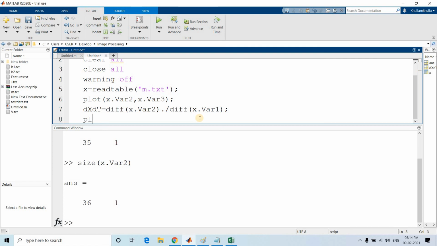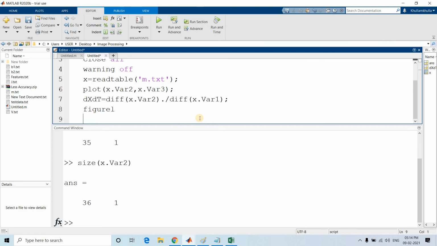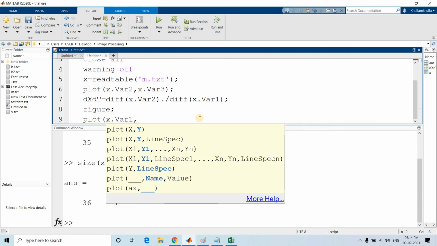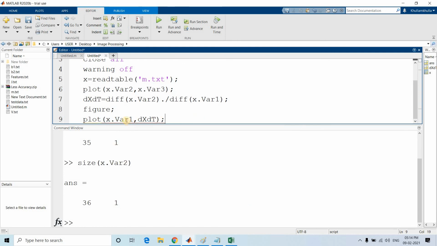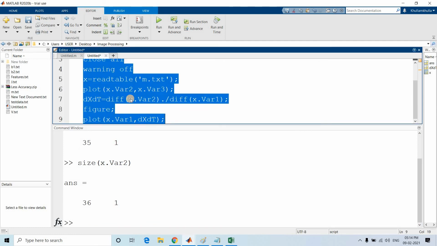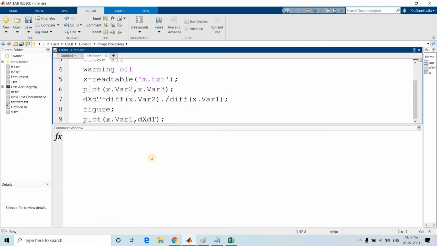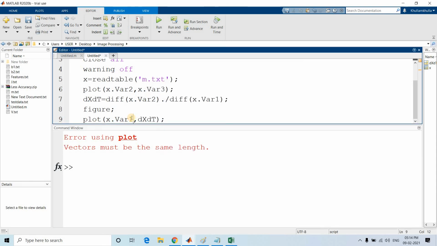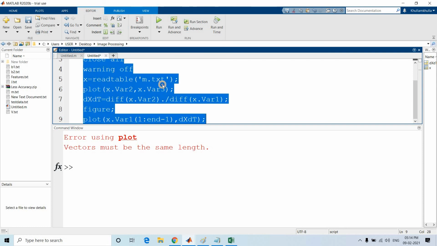So you can plot the velocity if you want. I can give figure and here plot our x dot var 1 comma dXdt. This is a time versus velocity plot we are doing, but time is having 36 cross 1 and velocity is having 35 cross 1 length. So if we simply plot, obviously we will be getting an error because of length mismatch, right? What is expected? We will be removing the last time point, so 1 colon end minus 1. As simple as that.